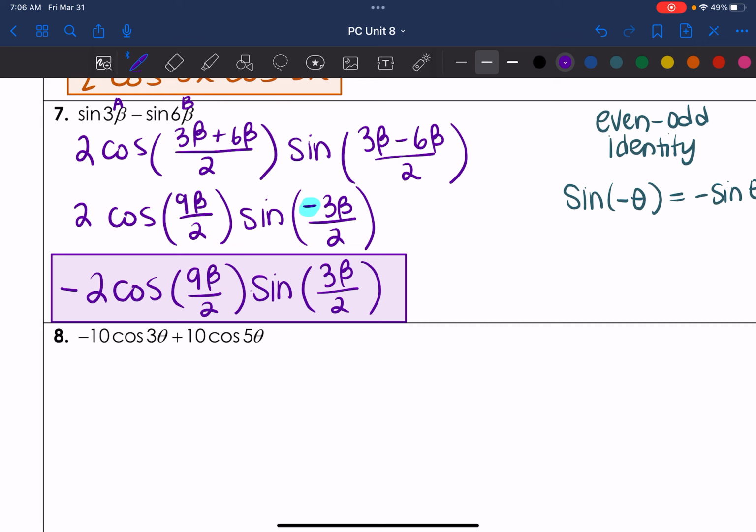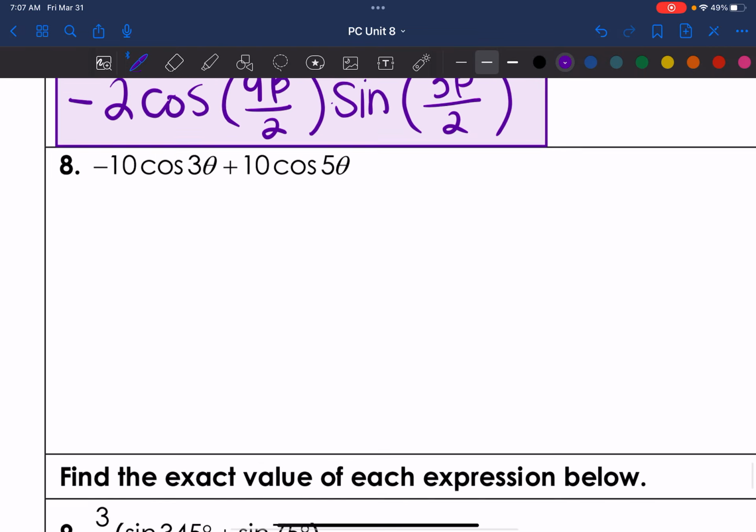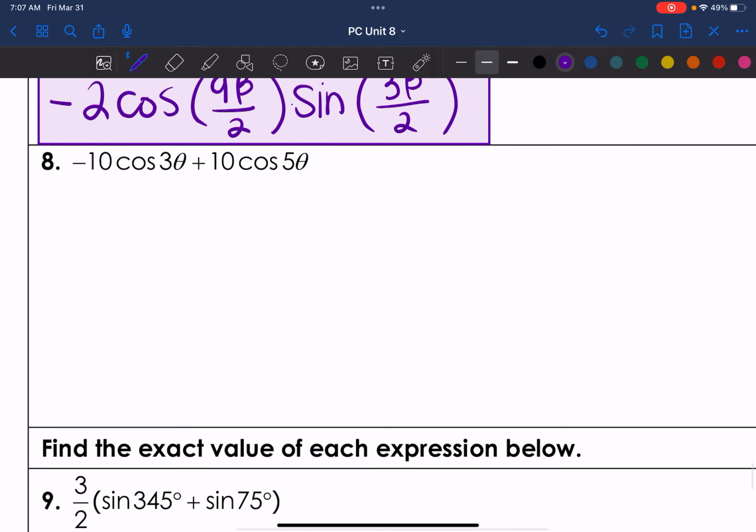All right, now let's do one more for practice. Number 8, negative 10 cosine of 3 theta plus 10 cosine of 5 theta. So first thing before we even look at the identity is I notice that they both have 10, so we really should take that out. And whatever the sign is of the first one, since it's negative, we should divide out a negative 10.